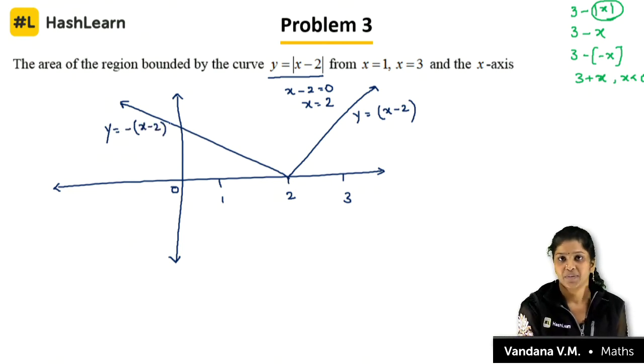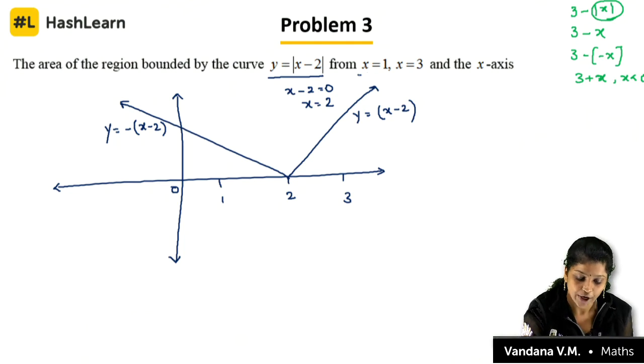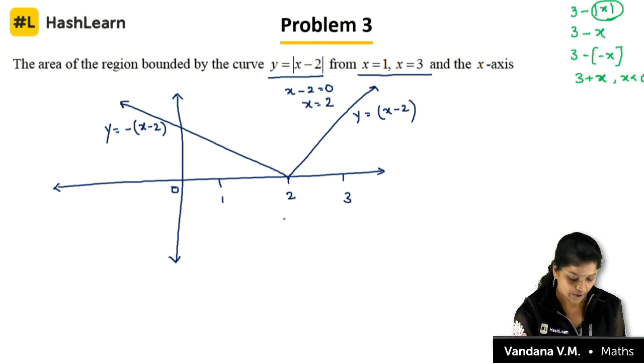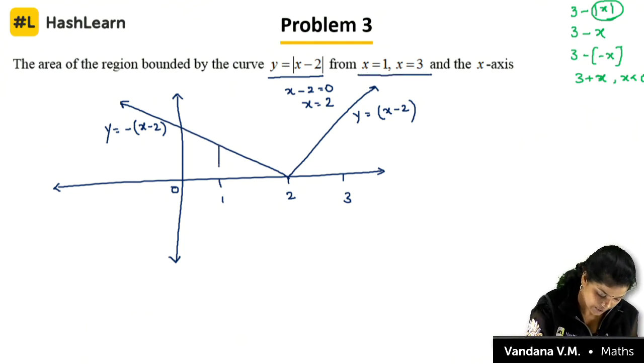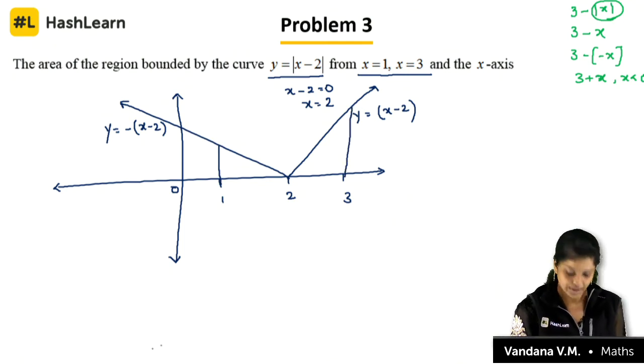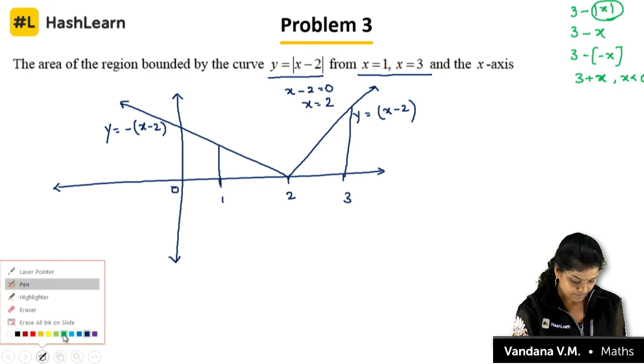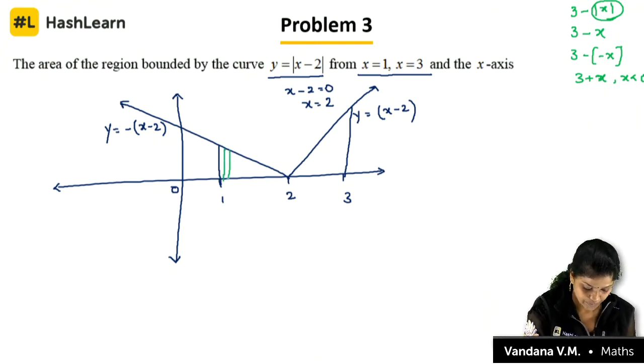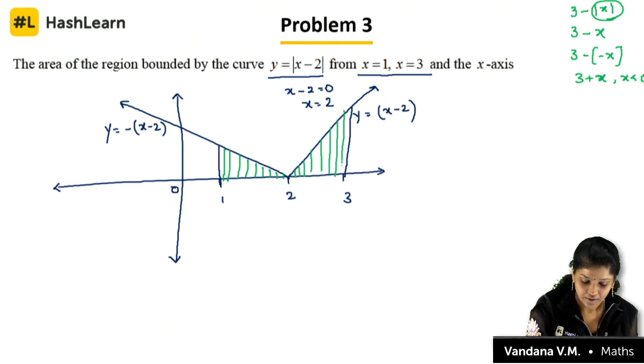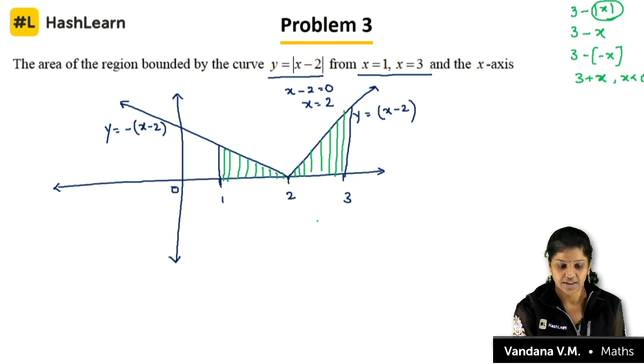Minus will come. Now from 1 to 3 I would like to find out the area. So this area I have to find out from 1 to 3. This is the required area. So let me shade. So very simple, right? But here the breakup point is there. So 2. At 2 it is changing the nature of the graph, I mean the equation of the graph. So how to take this?